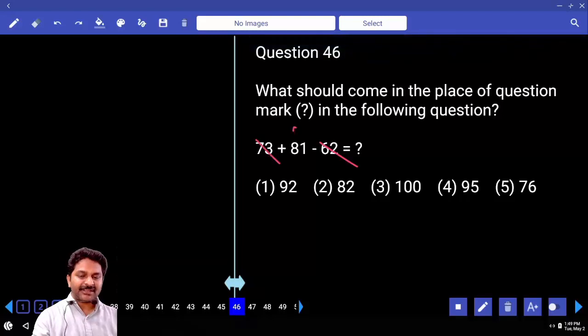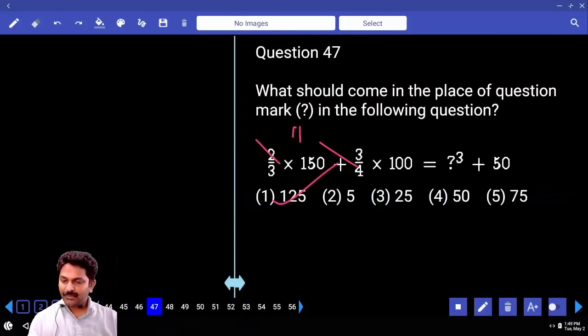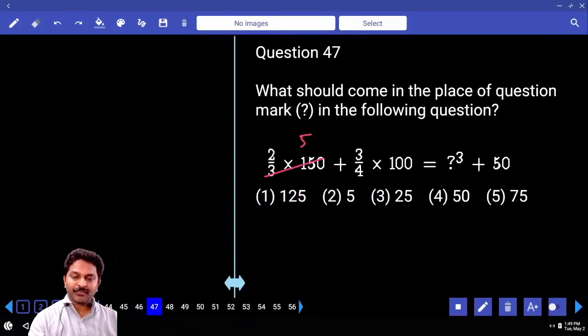Subtracted from 73? Answer: 92. Right. 3, how many times? 50 times. 4? 25 times. Total left-hand side 175.